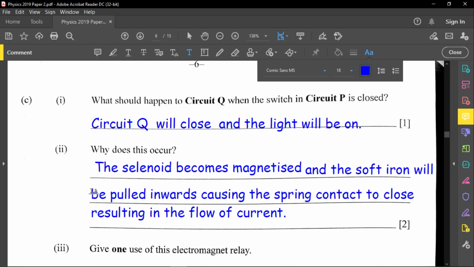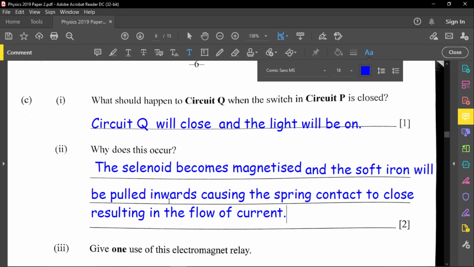Again, when the P circuit is closed, then definitely what will happen as a result is that the soft iron, because it's metallic, will be pulled in that magnetic field. And once it is pulled in that magnetic field, what will happen next is that you turn on the next circuit, circuit Q. And once circuit Q is turned on, then definitely the bulb will be on at that time. All right, so great. Now we have that covered.